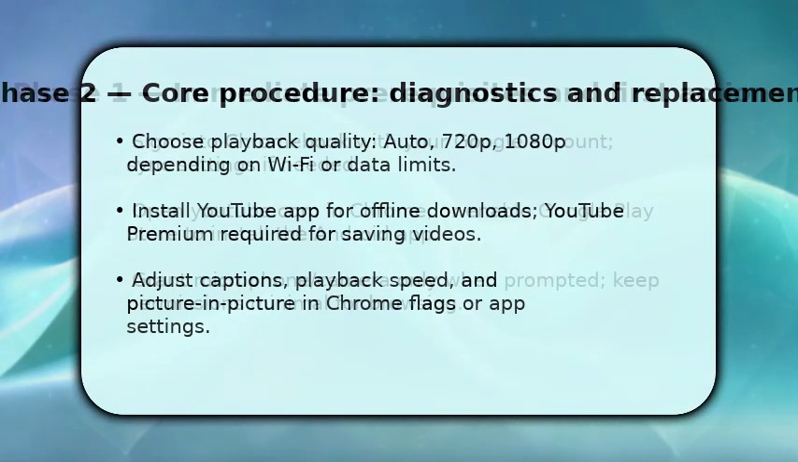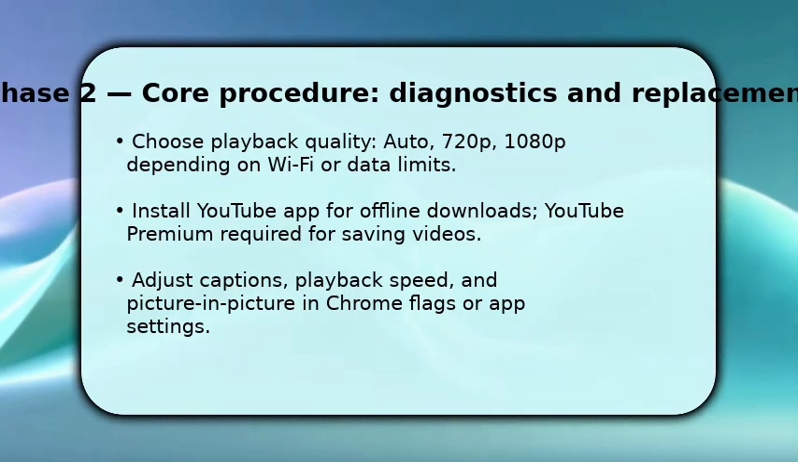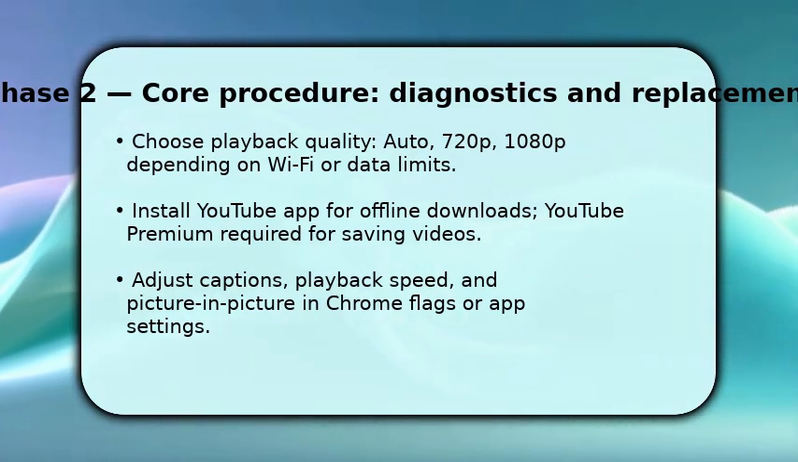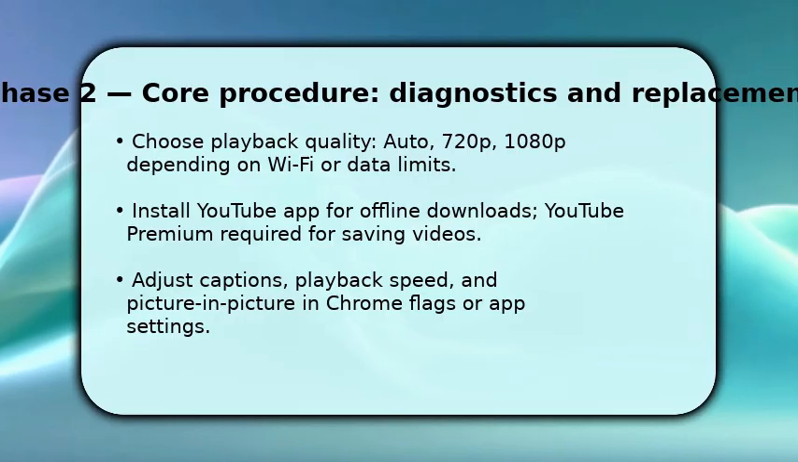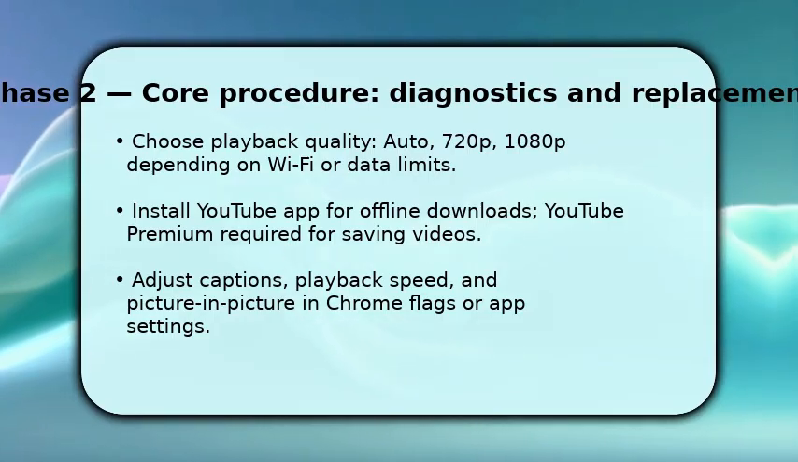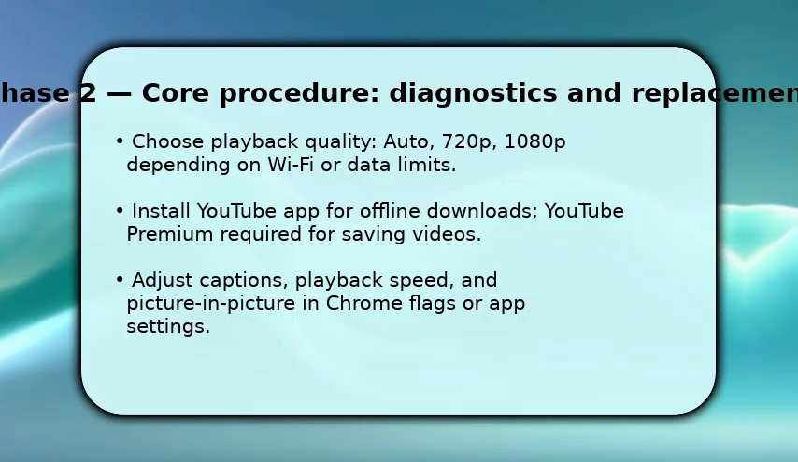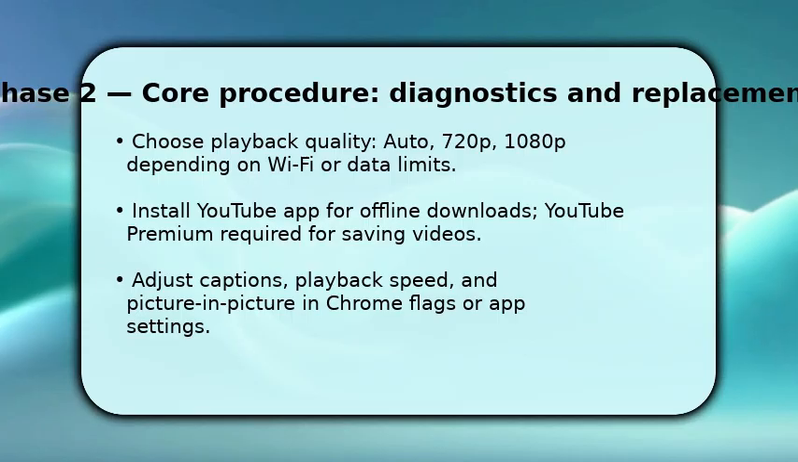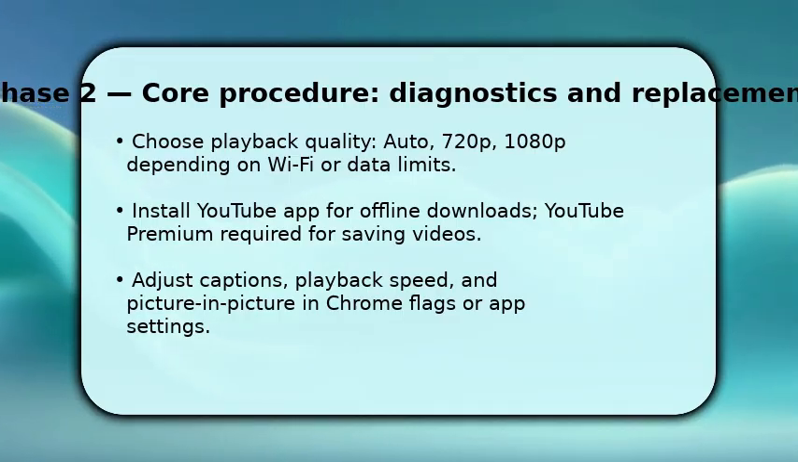Now fine-tune how YouTube behaves. Select video quality, auto will adapt to bandwidth, or pick 720p/1080p on fast Wi-Fi to save data later. If you need offline videos, install the Android YouTube app and use YouTube Premium to download for offline viewing. This stores files in app-managed storage.